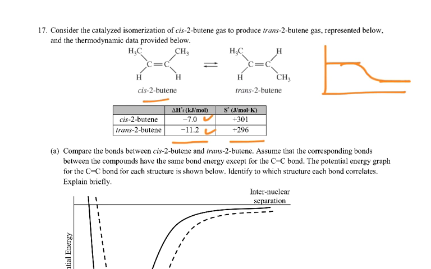The question is compare the bonds between cis-2-butene and trans-2-butene. Assume that the corresponding bonds between the compounds have the same bond energy except for this C double bond C. So any other bonds here are going to be exactly the same, but that C double bond C could be different because these two are on the same side. It's going to be a little bit more repulsion than if they're on opposite sides. So there's going to be a little bit more strain here in that double bond. So you expect it's going to be a little bit different. So the potential energy graph for the C double bond C for each structure is shown below. Figure out which one is which.